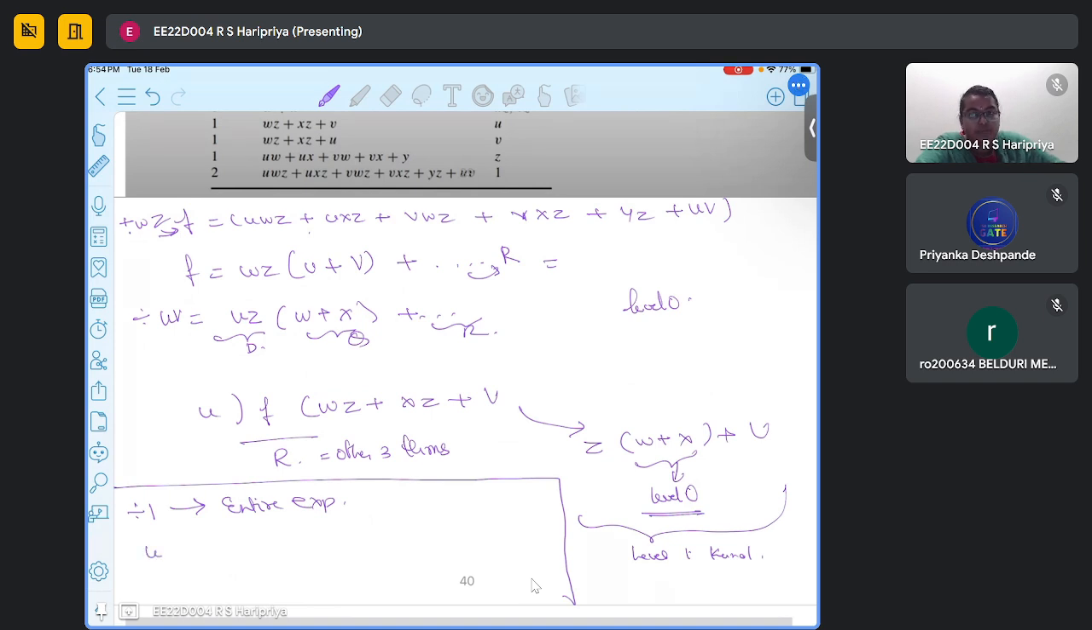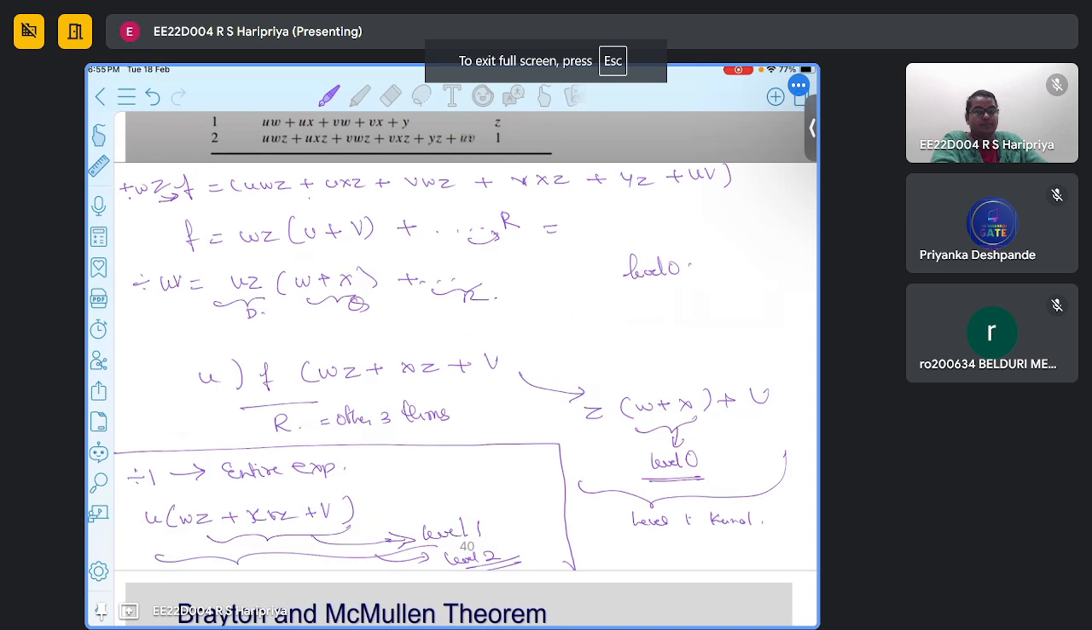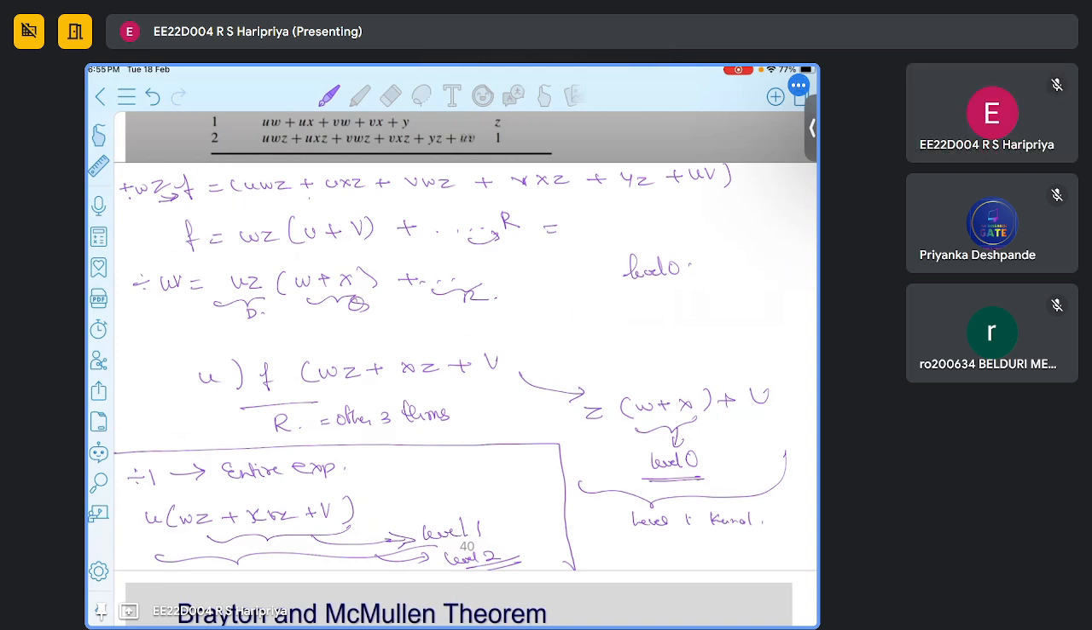If you take Q common, this is a level 1, so this complete thing becomes level 2 kernel. Okay. So any doubts still here?